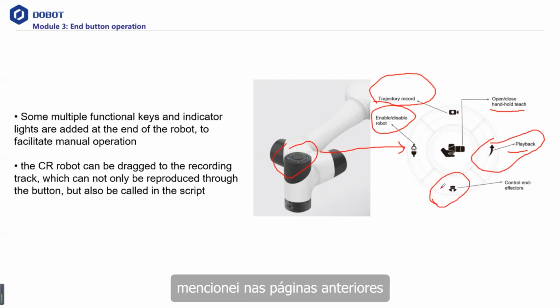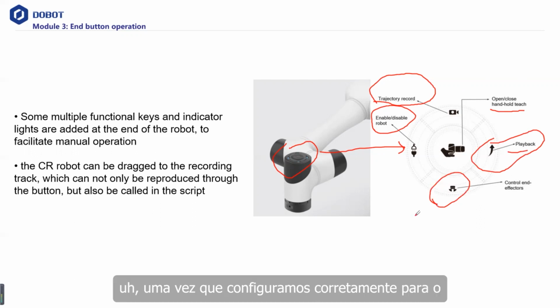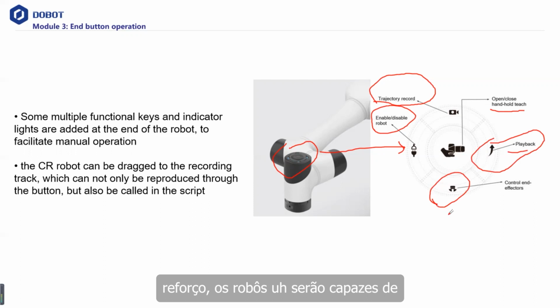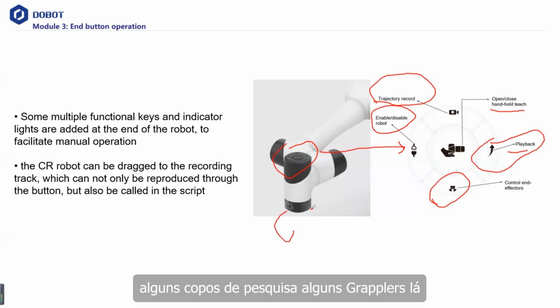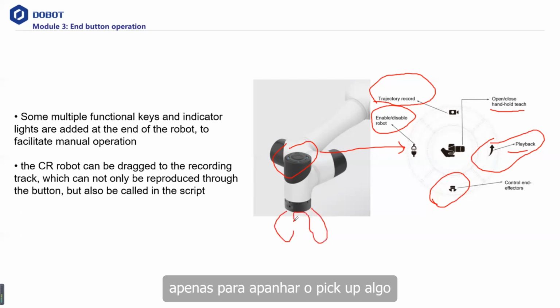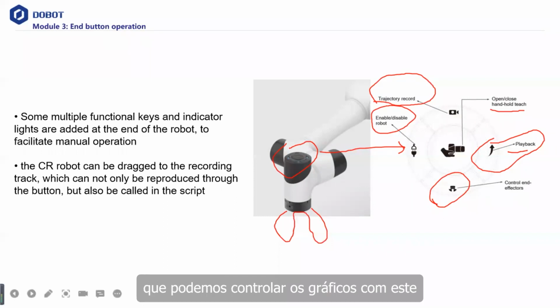As I mentioned in the previous pages, once we configure it rightly for the end effectors, the robot will be able to control the end effectors, such as some suction cups, some grabbers there, just to pick up something. We can control the grabbers with this button as well.